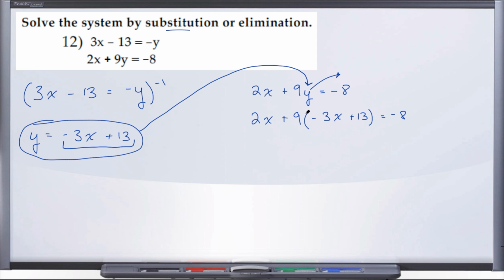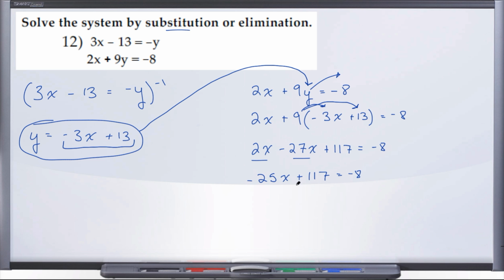And now we'll distribute this 9 through as we clean up the second line here. So we have 2x, and now 9 times negative 3x is minus 27x. Positive 9 times positive 13 is going to give us plus 117 equals negative 8. And let's combine some like terms here. So positive 2x minus 27x gives us negative 25x plus 117 equals negative 8.